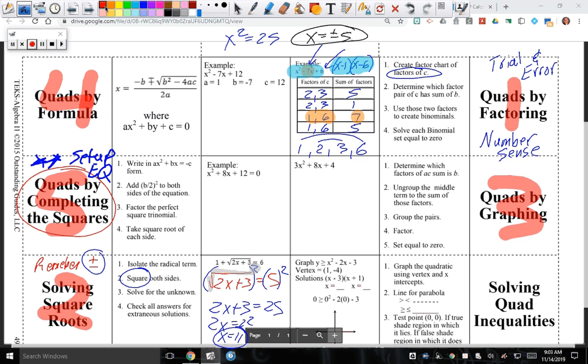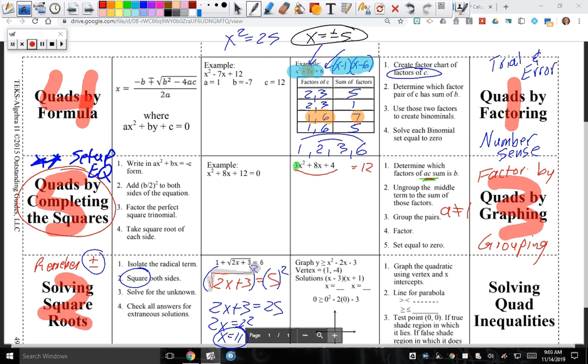The third one is factor by grouping. So factor by grouping. This is when the A value is not equal to 1. For instance, right here, this A value is 3. So this 3, what I'm wanting to do is the factoring by grouping method because that is not a 1. So I multiply, here we go, multiply A and C. So 3 times 4 is 12.